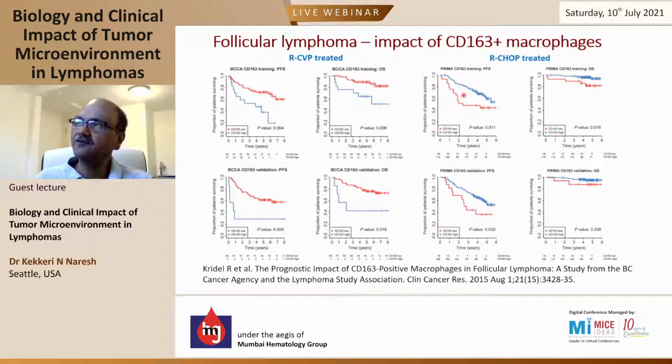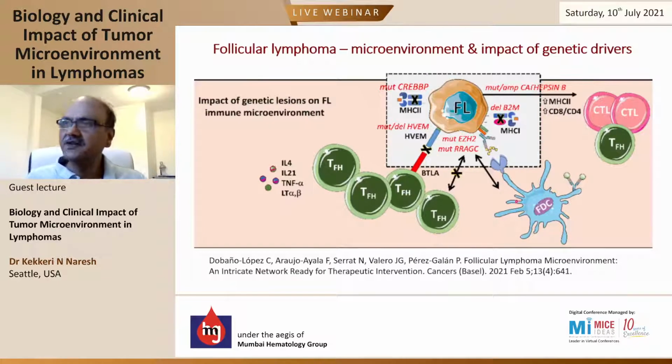But in patients of follicular lymphoma who were treated with R-CHOP, not only did this not matter, it actually reversed the outcome impact. Cases which had a low macrophage count actually did worse than those which had an increased number of macrophages. So this study was in some ways quite confusing. Then again, the microenvironment can be modulated by genomic events. So these are not entirely on their own.